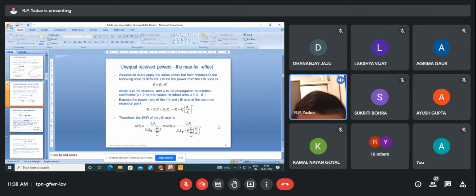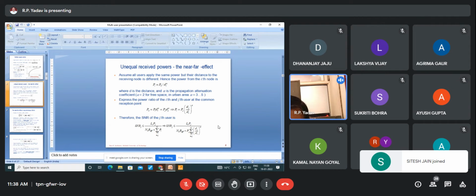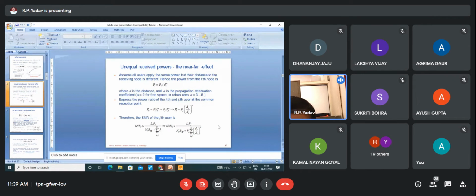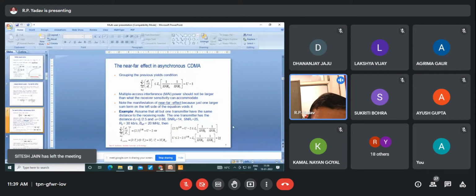Now look, this calculation is about, earlier on we saw that all powers transmitted by subscribers are the same. Here the powers transmitted are different. So that calculation is unequal received power at some common point. Now I have already explained the near far effect. In asynchronous CDMA, what does it mean? Grouping the previous yield condition, I can define this ratio as, it turns out to be, if I simplify it further, this may be U minus 1. So what does it mean?